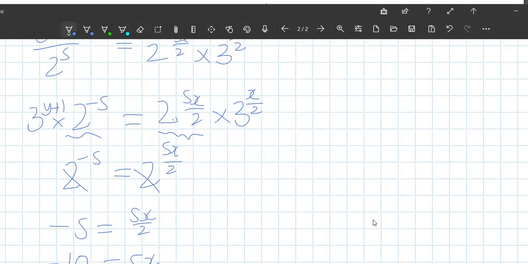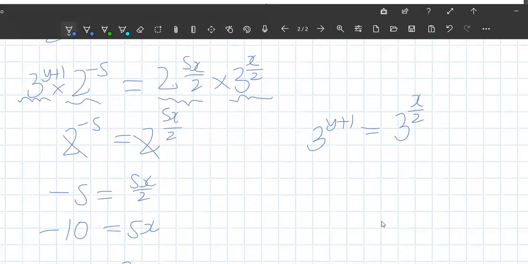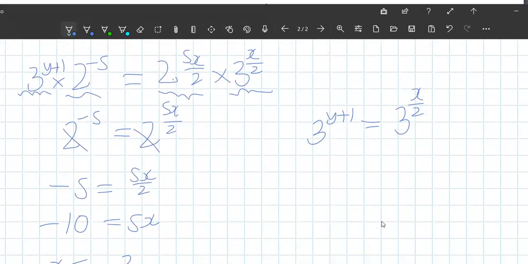Then on the other side, we can say, well, this is a base 3. 3 to the power of y plus 1, because there's only one 3 on the left-hand side and one 3 base on the right-hand side. It must be equal to 3 to the power of x over 2. We sub in our x value that we got from doing the 2 base, and our x value was minus 2.